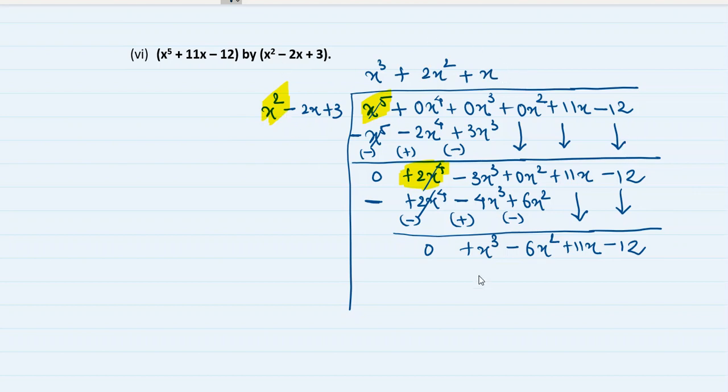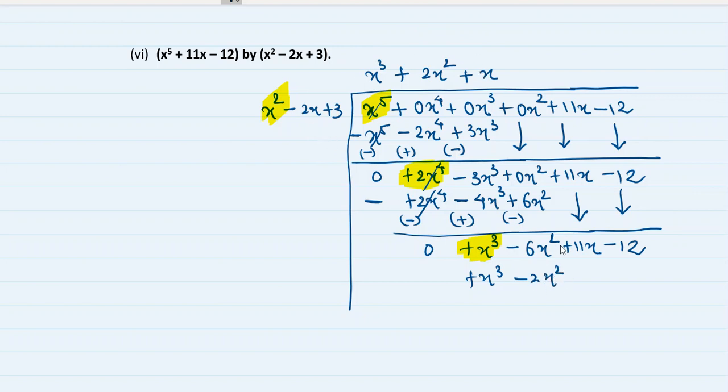x multiplied by x square. See, what did we do? If you want me to elaborate, we took the first term of the dividend, which is plus x cube, and divided it by the first term of your divisor. x cube divided by x square is plus x. We wrote plus x in the next term of your quotient. So plus x multiplied by x square is plus x cube, which will be written over here. Plus x multiplied by minus 2x will be minus 2x square.